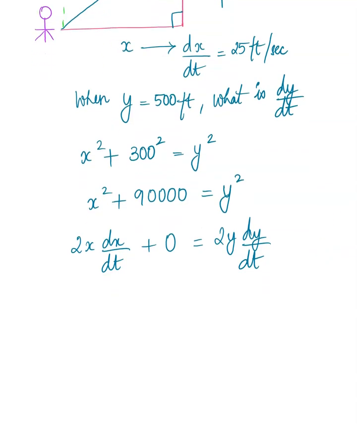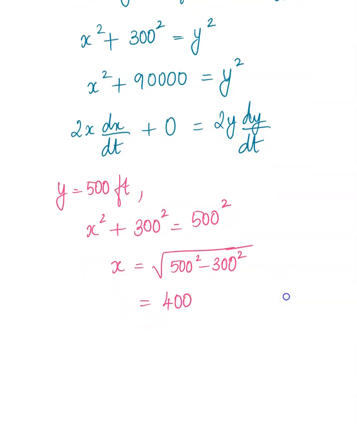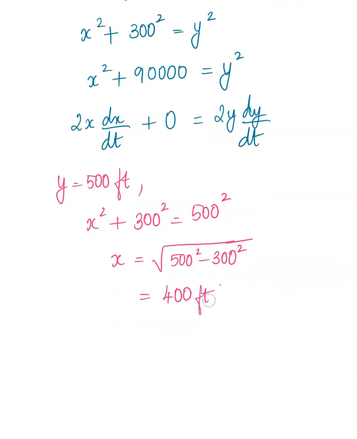So we have some specific information. We are told that at that particular instant y is 500 feet, so we can use x squared plus 300 squared equals 500 squared, because you can replace your y with 500. That will help us find x at that specific instant. And that comes out to be 400. Okay, so x is 400 feet for that particular instant.